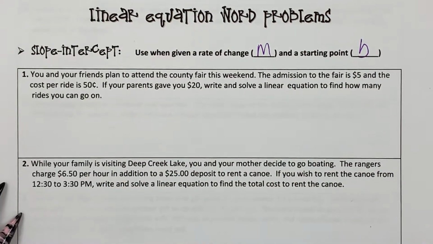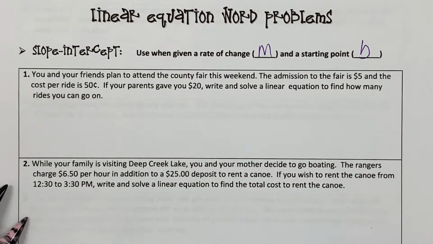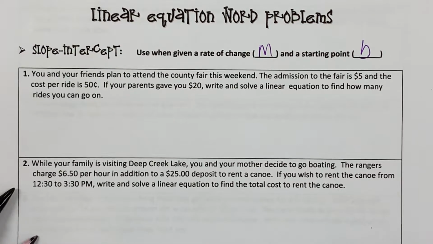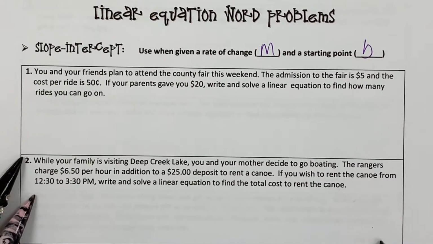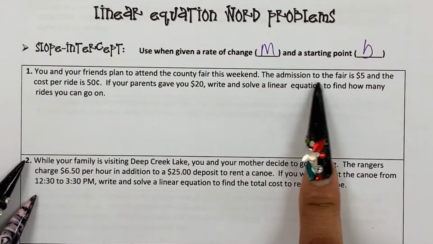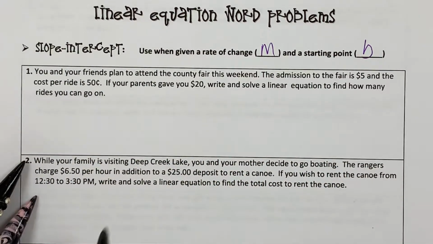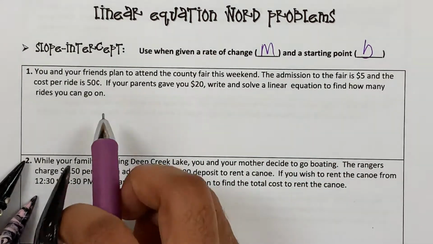You and your friends plan to attend the county fair this weekend. The admission to the fair is $5 and the cost per ride is 50 cents. If your parents give you $20, write and solve a linear equation to find how many rides you can go on. So first we're going to ignore the actual question that they want you to find.